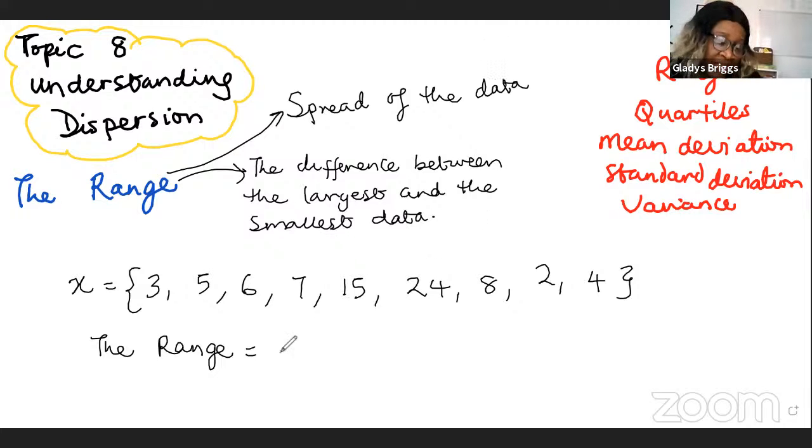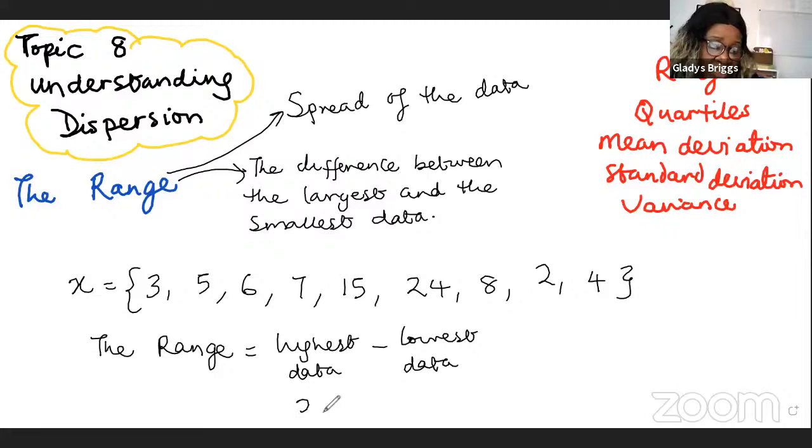Let me write the formula. Highest data or largest data minus lowest data. So that would be 24 minus 2, which is equal to 22.